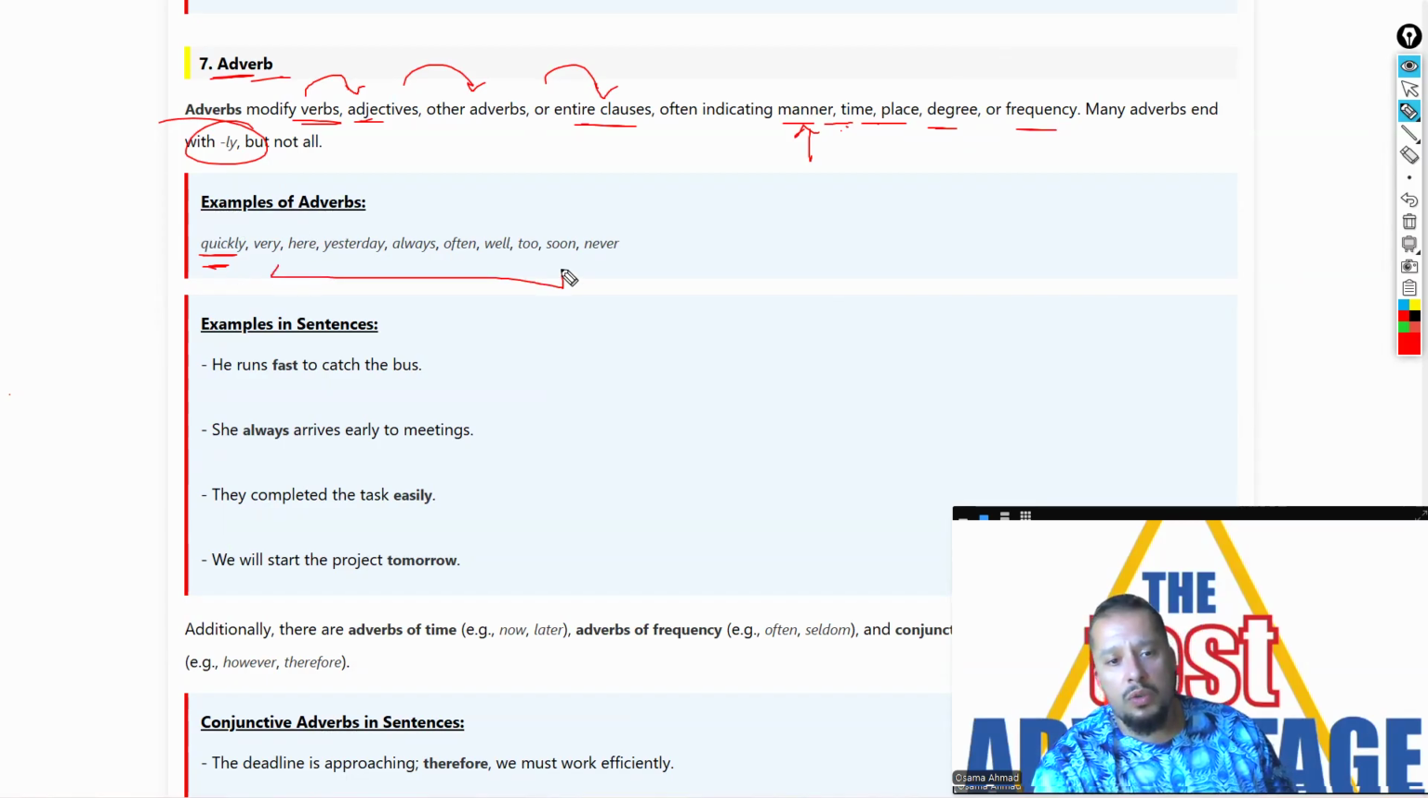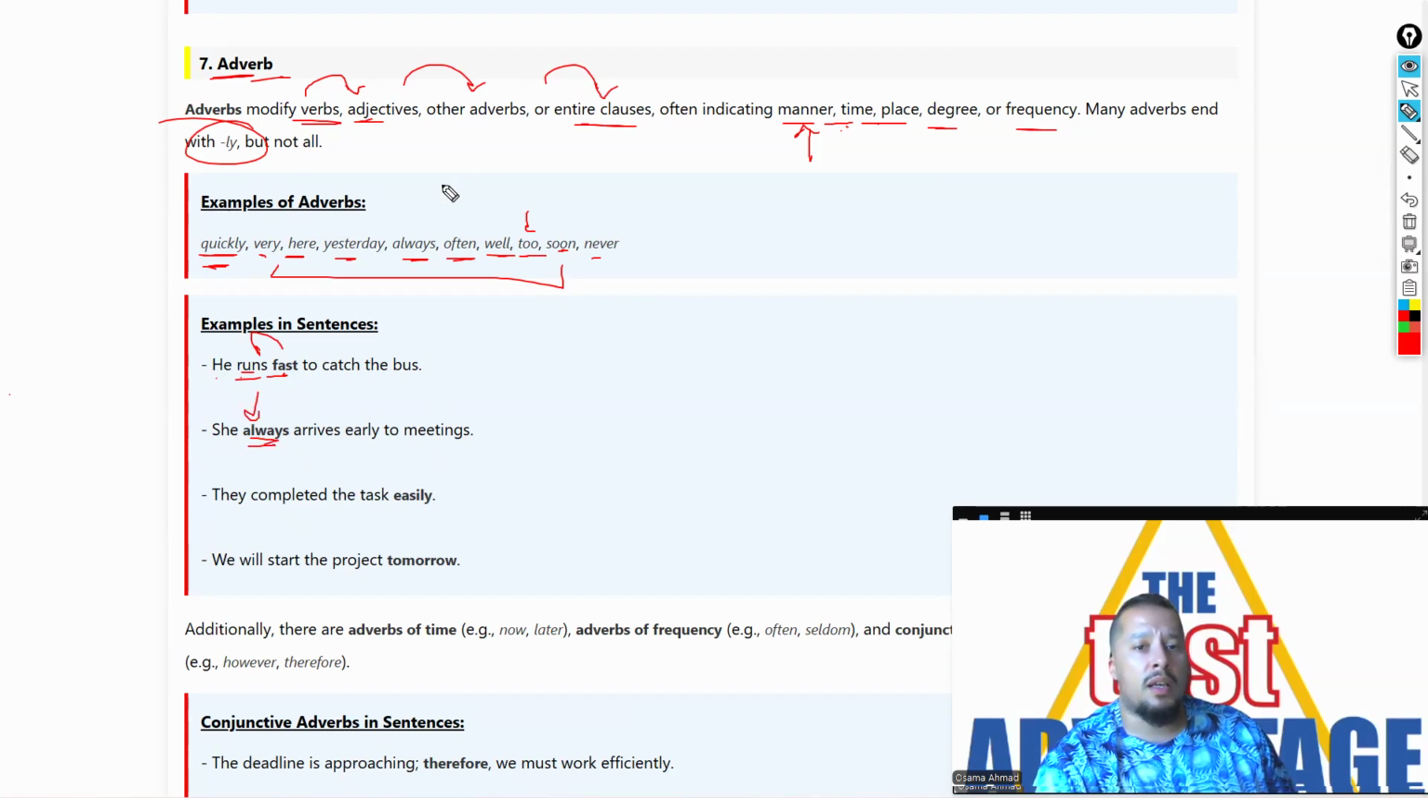But there are other words too. Very, here, yesterday, always, often. Well, to, you see to here. Soon, never. These are adverbs. These tell you to what degree. So examples. He runs fast to catch the bus. What does fast do here? It describes runs. So it's an adverb. She always arrives early to meetings.